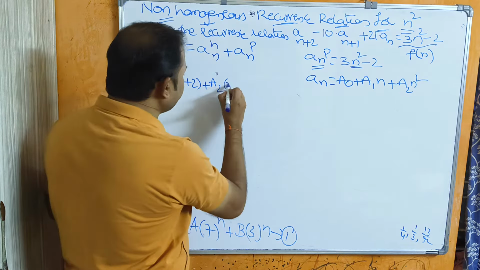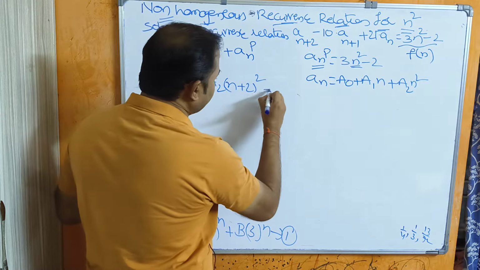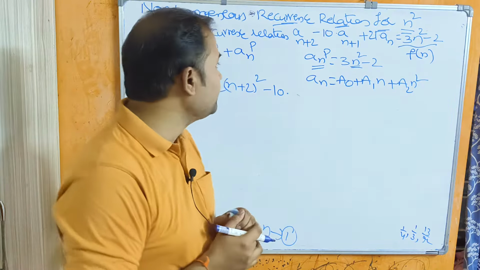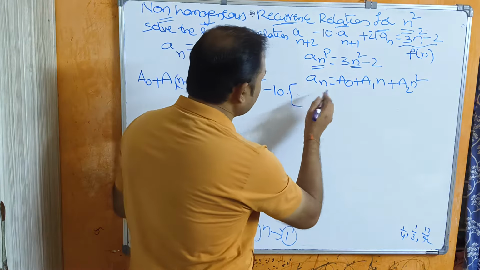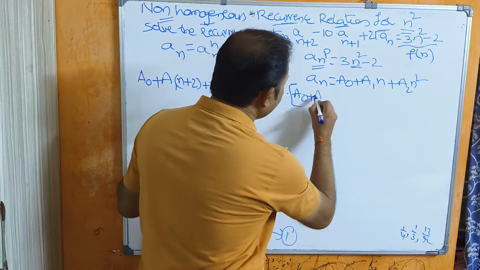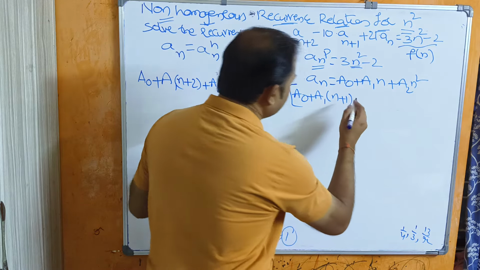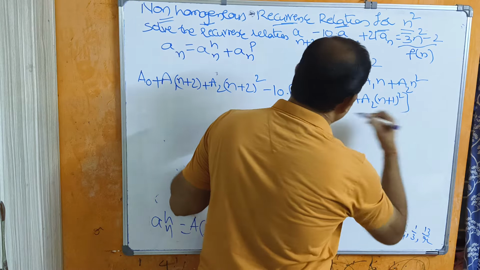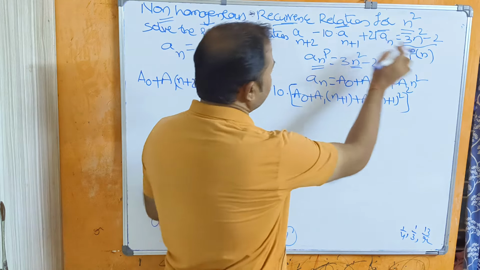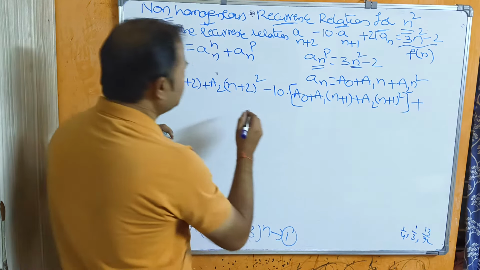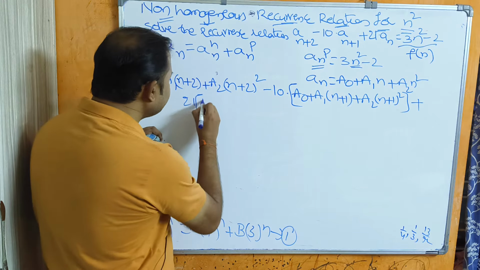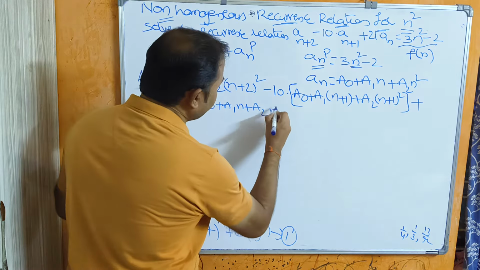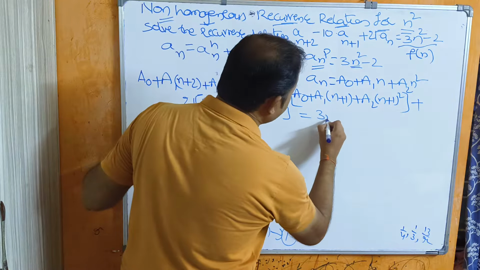In place of n we need to substitute n plus 2. (n plus 2) whole square minus 10 into a(n plus 1). So in place of n we need to substitute n plus 1. So 10 into (a naught plus a1 into (n plus 1) plus a2 into (n plus 1) whole square) plus 21 into a_n. What is a_n? a_n is nothing but a naught plus a1 n plus a2 n square, that is equal to 3n square minus 2.